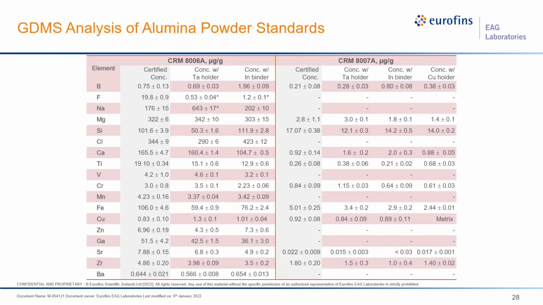Here, of course, like other techniques, we all want to verify how good the GDMS analysis is for the high purity alumina. Here are the two reference materials we worked with. Again, you can see the transition metals or impurities relevant to energy storage are covered with certified concentrations. We have two reference materials with different concentration ranges. We evaluated with three different electrode materials: tantalum, indium binder, and copper holders. In most scenarios, we have reasonably good agreement, with the variation typically a factor of 2 or 3 or so.